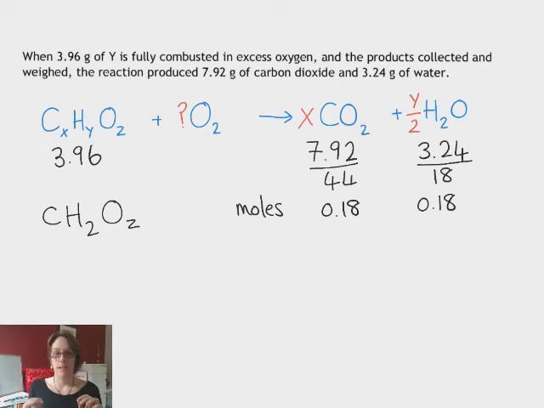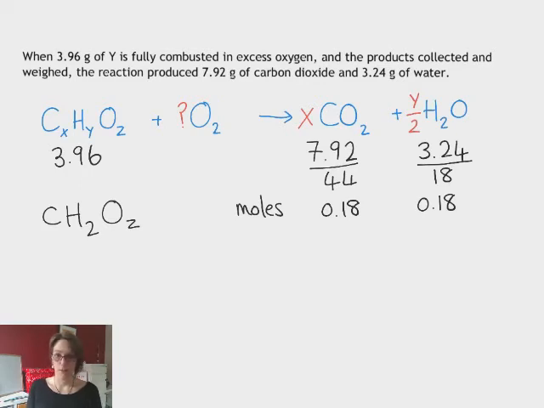The problem is I don't know how much oxygen there was in my 3.96 gram sample. But I do know how many moles of carbon and how many moles of hydrogen there are because I just worked it out. So if I want to know how much mass is oxygen, I now need to work out how much mass in that sample was carbon, and was hydrogen.